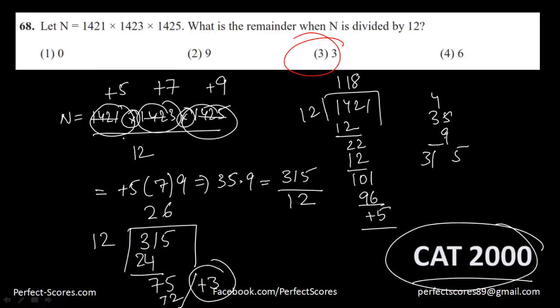All you have to do is understand that whatever operation you do on all the numbers, the same operation gets done on the remainders as well. From here I got a plus 5 remainder, from here a plus 7 remainder, from here a plus 9 remainder, and I just multiplied all the remainders, and this is what I got. Let's move on to the next question, guys.